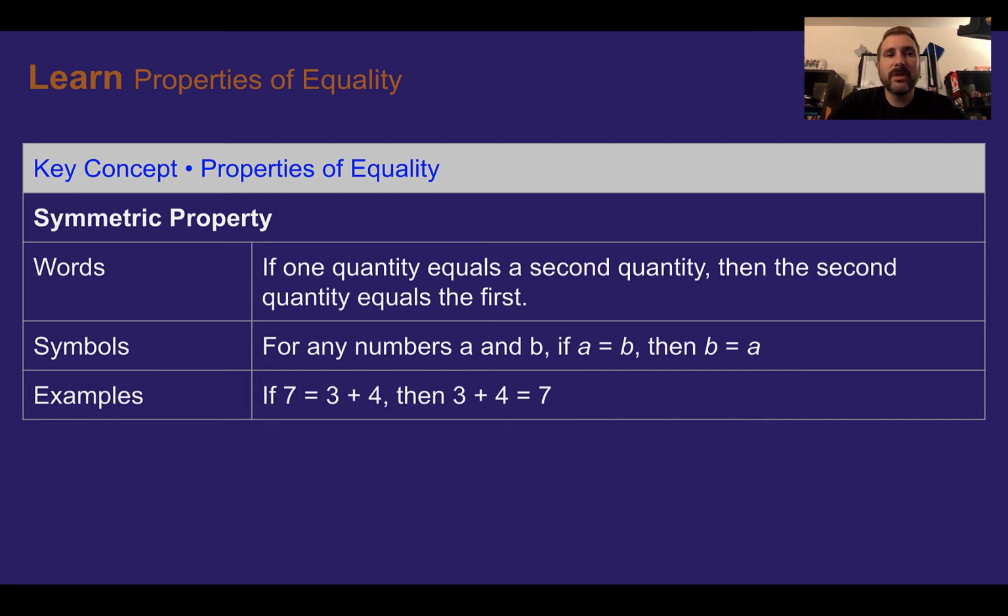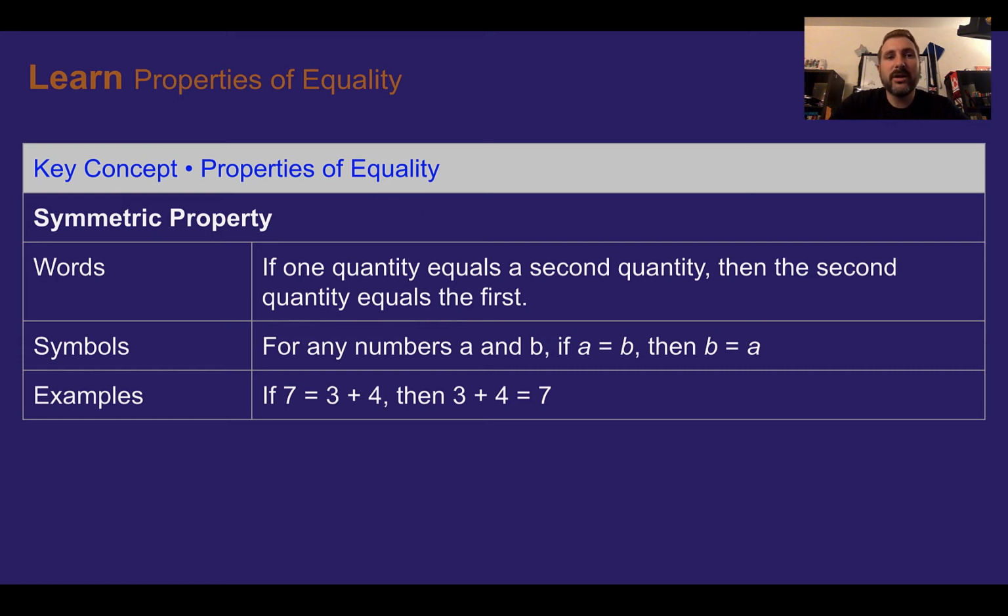The second one is called the symmetric property. So if one quantity equals a second, then the second quantity equals the first. So if we had a and b, then if a equals b, then b equals a. Or with numbers, if 7 equals 3 plus 4, then 3 plus 4 equals 7.